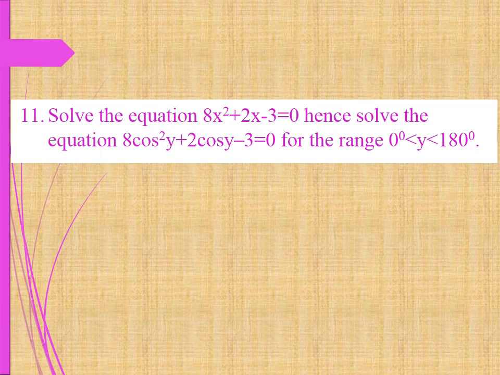Question 11. Solve the equation 8x squared plus 2x minus 3 equals 0. Hence solve the equation 8 cos squared y plus 2 cos y minus 3 equals 0 for the range 0 degrees less than y less than 180 degrees.